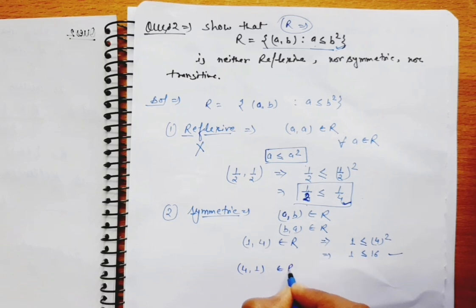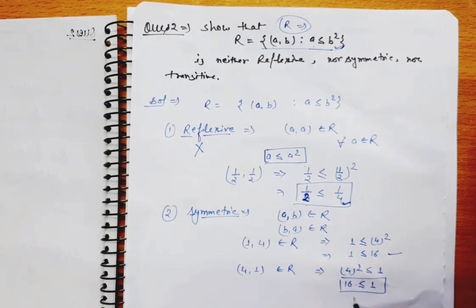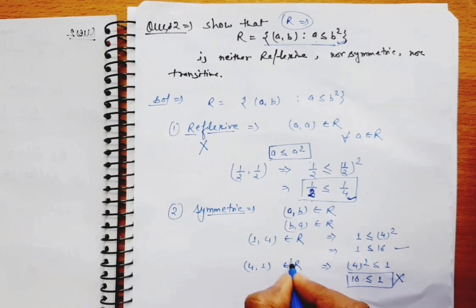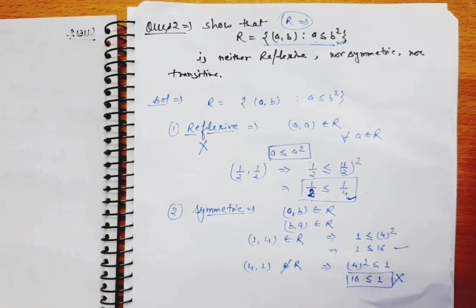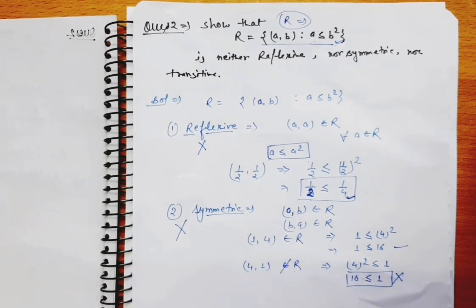(4, 1), can it belong to this? Let's check it. 4 square is less than or equal to 1. That means 16 is less than or equal to 1. It is neither less than nor equal. So that means this relation is false here. So (4, 1) does not belong to R, and hence we can see that this is not symmetric also. This is not reflexive and not symmetric.